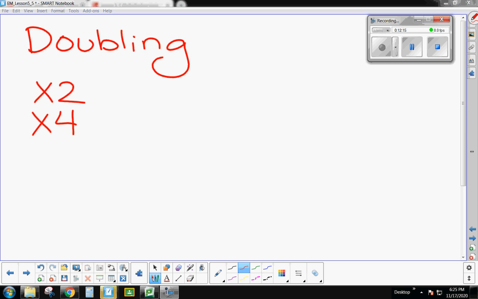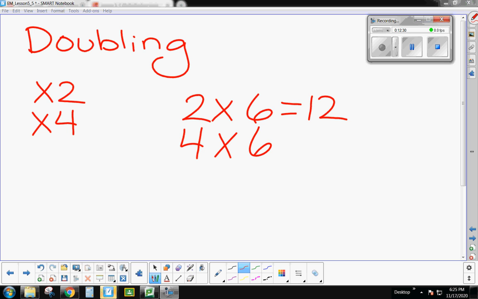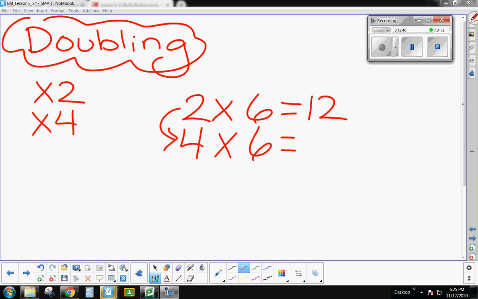So, for example, if I have, let's say, 2 times 6. 2 times 6 is what? It's 12, right? That's easy. Could I use that to help me do 4 times 6? If I just doubled that 2, what would 4 times 6 be? Using the doubling strategy, all I got to do is double 12. 12 and 12 is 24.